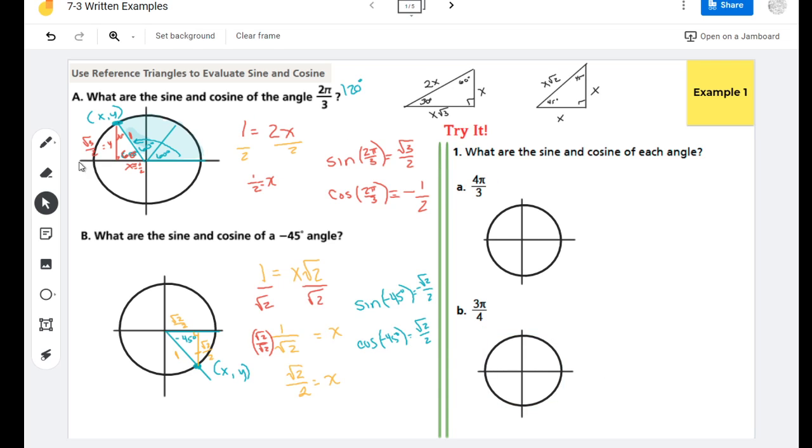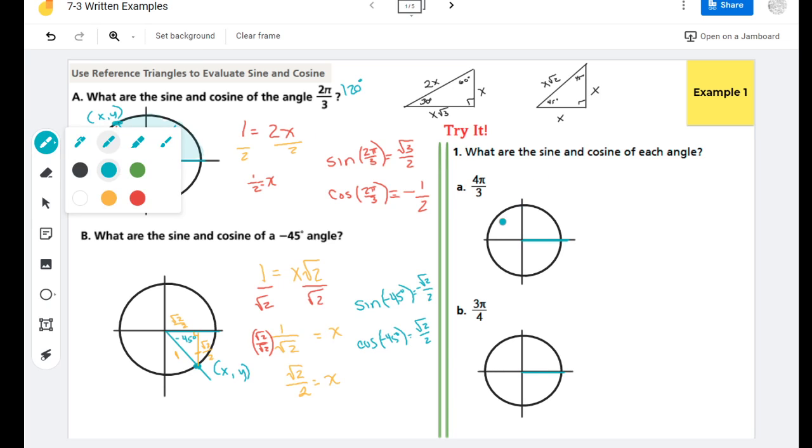So, 4 pi over 3. Okay, we know that we're starting at our initial side here. That's how we always start, right? So 4/3 is bigger than 1. Okay, so I know that I'm going to be dealing with this entire top empanada because this is 1 pi. That covers 3/3 of it. So what I need is another 1/3 of my pi because this is 3/3 pi.